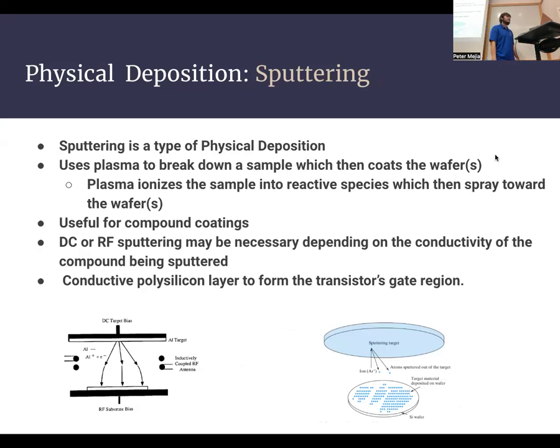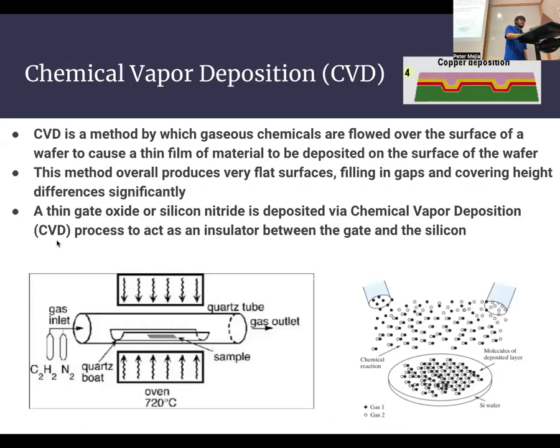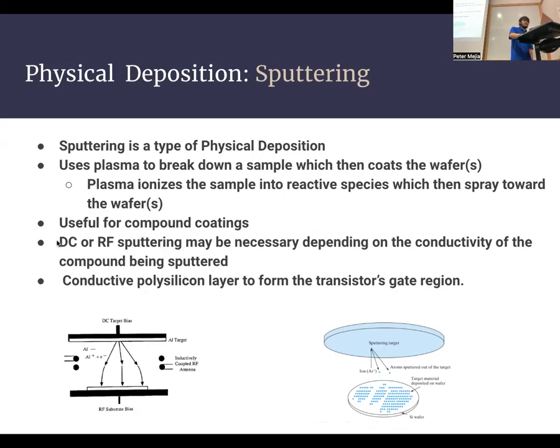Okay, so sputtering is another deposition method, a physical deposition. It uses plasma to break down a sample, which then coats the wafer. This is used for compound coatings a lot. You can see the contrast between physical and chemical. It's a higher vacuum, meaning it's a more strict vacuum with fewer particles. I didn't know it was higher vacuum, okay.